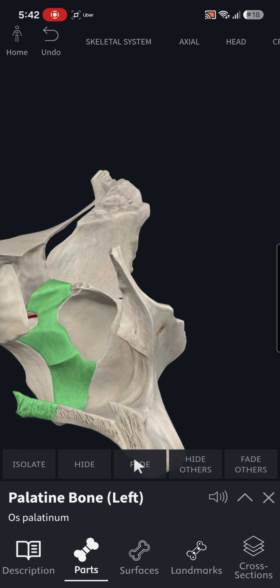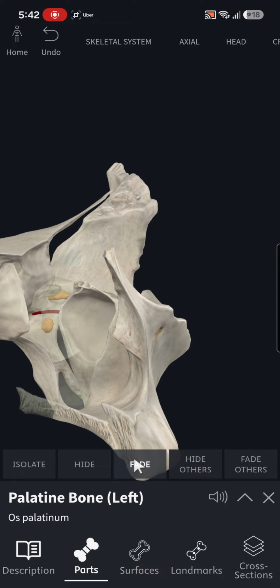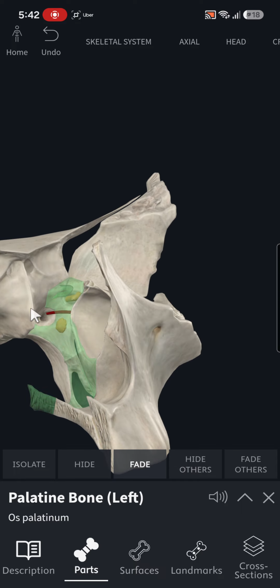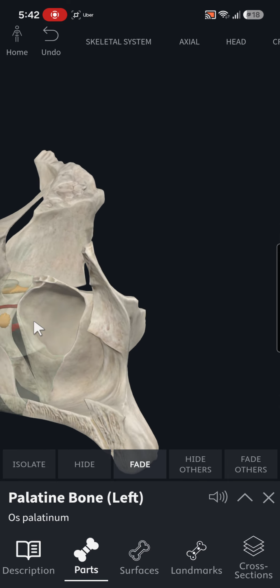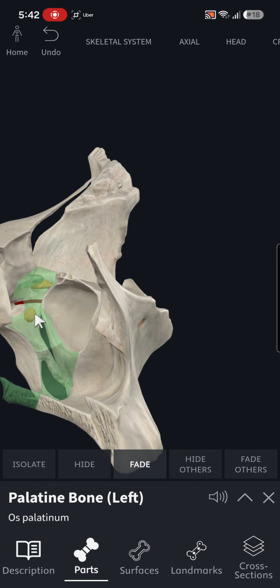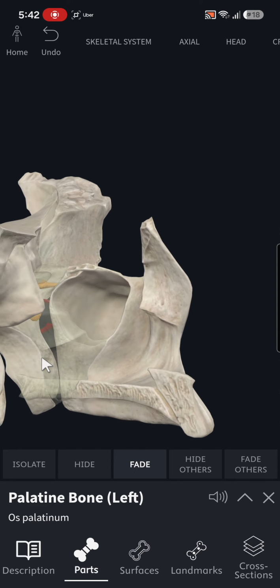Now we can fade the palatine bone so we can see more. So this foramen right here, that is formed partly from the palatine bone and partly from the sphenoid bone, the sphenopalatine foramen, opens anteriorly into the nasal cavity, right? So this is the fossa right behind. It's a cone-shaped fossa, or an upside-down pyramid, right? That's right behind the palatine bone, as we can see here.